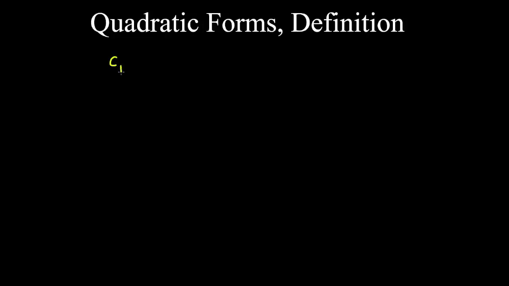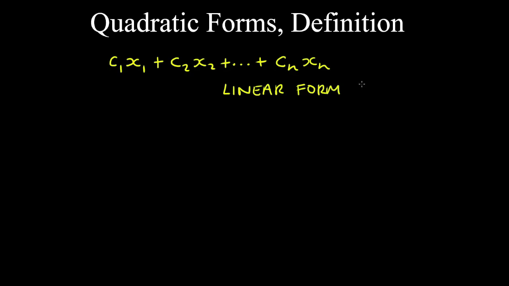Recall the real valued function of n variables. So we had a coefficient by x1 plus another coefficient by x2 and so on up to Cn xn. This real valued function is called the linear form on Rn.